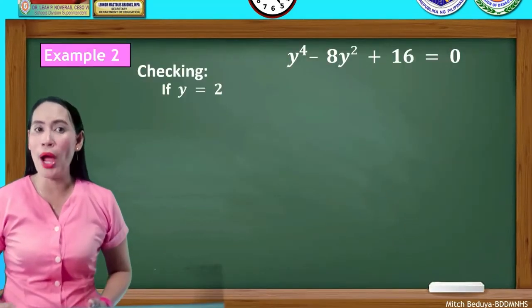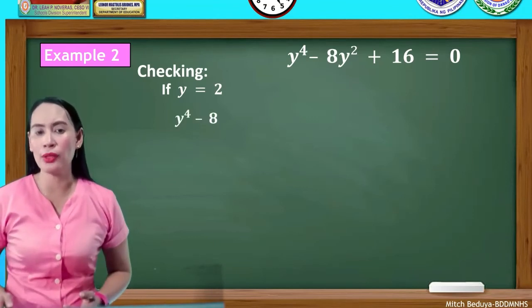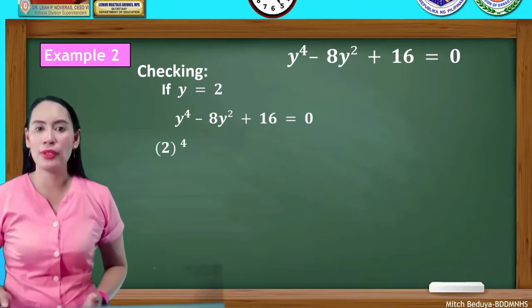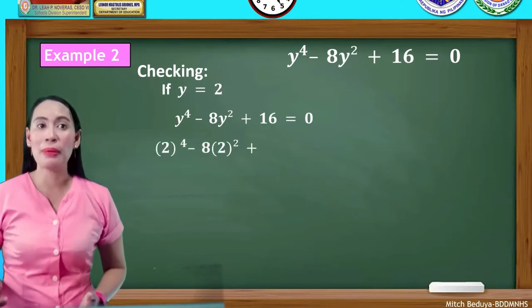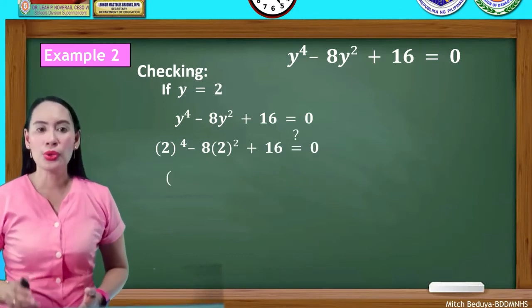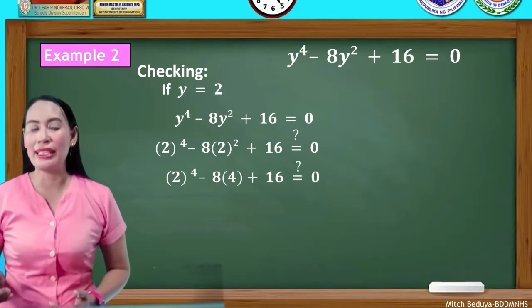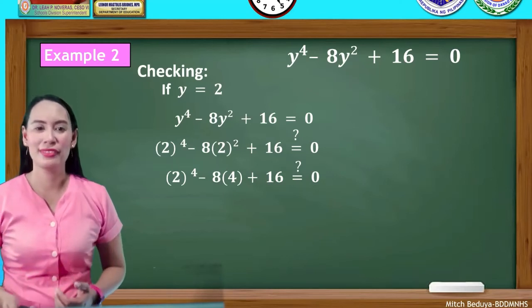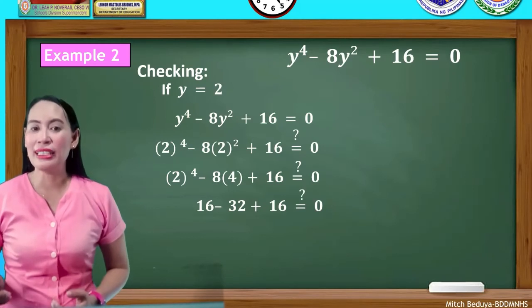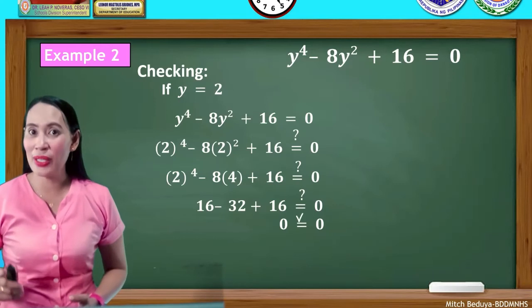Now we check if y is equal to 2. The equation y to the 4th minus 8y squared plus 16 equals 0. 2 to the 4th minus 8 times 2 squared plus 16. Is it equal to 0? Then 2 raised to the power of 4 minus 8 times 4 plus 16. Is it equal to 0? 16 minus 32 plus 16. Is it equal to 0? Yes, 0 is equal to 0.